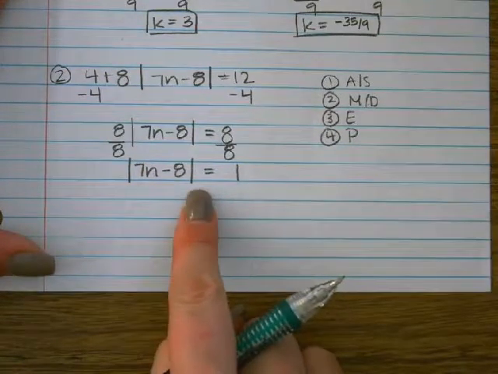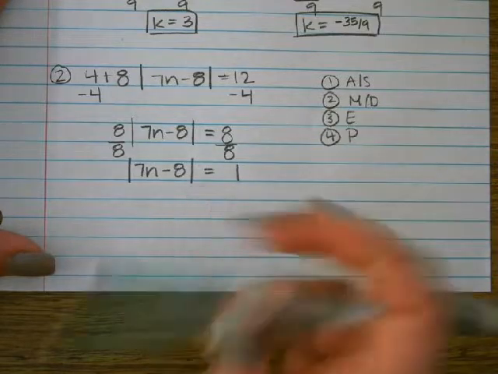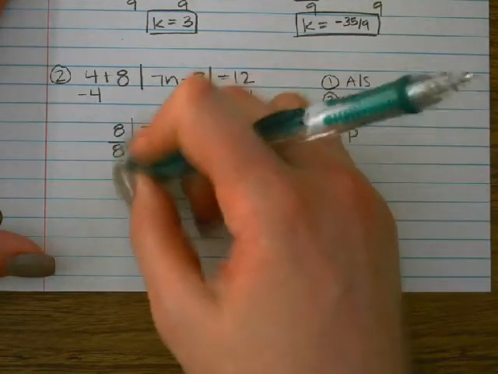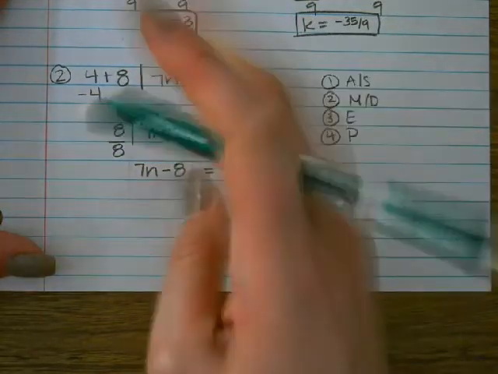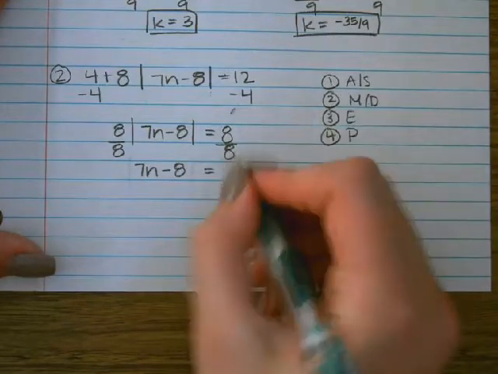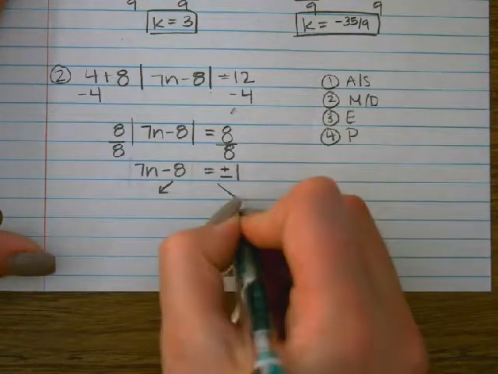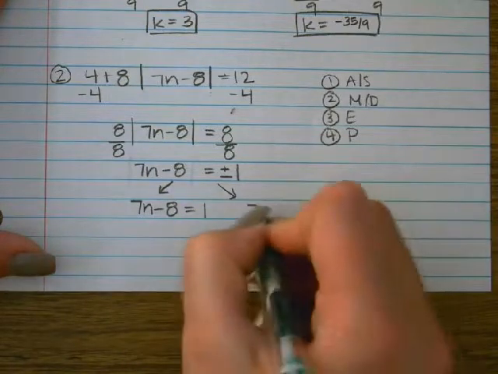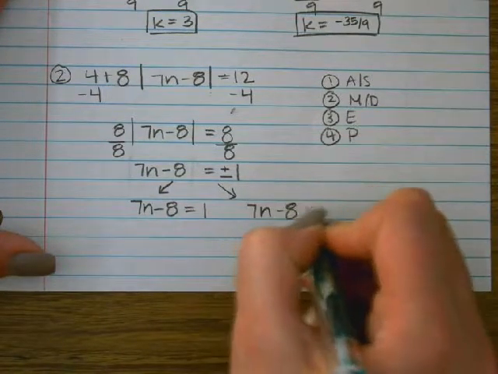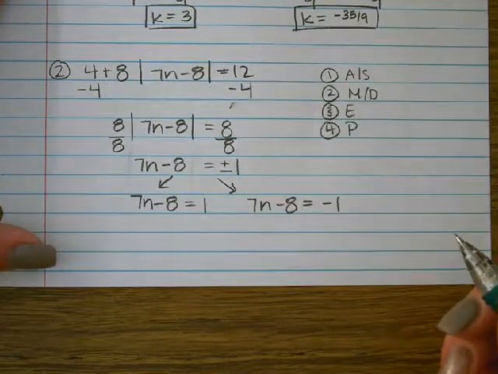And at this point, what do I say? I separate it, right? I got 2 answers, so I can get rid of these grouping symbols, but once I get rid of them, what do I have to put in front of the 1? Plus minus, I got 2, right? So 7n minus 8 equals positive 1. 7n minus 8 equals negative 1. Got to do it twice.